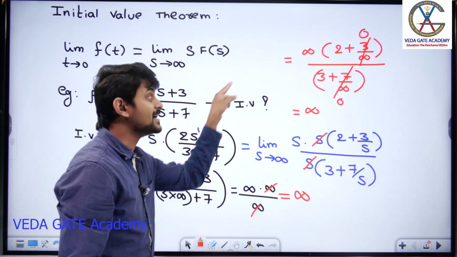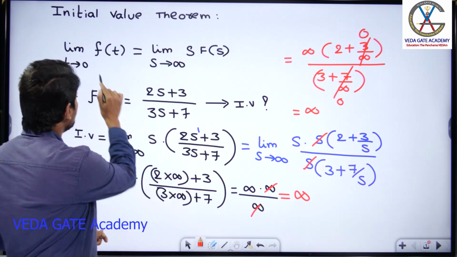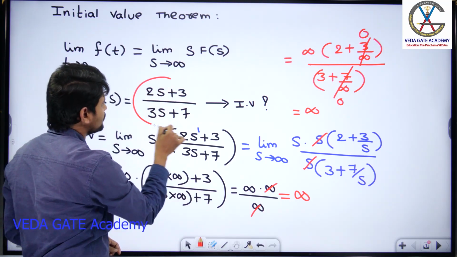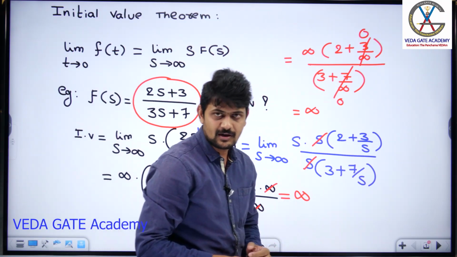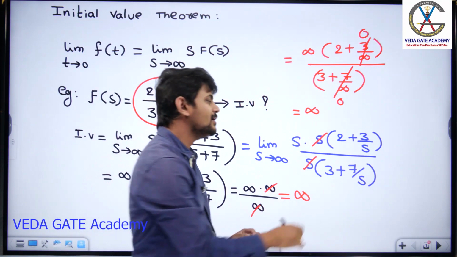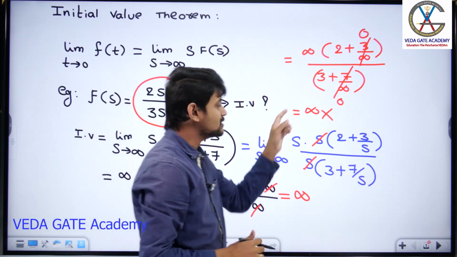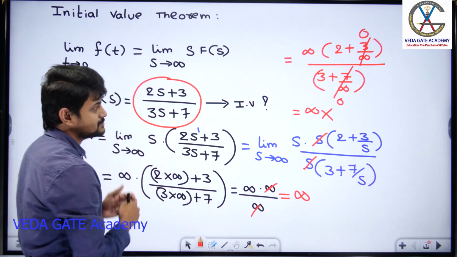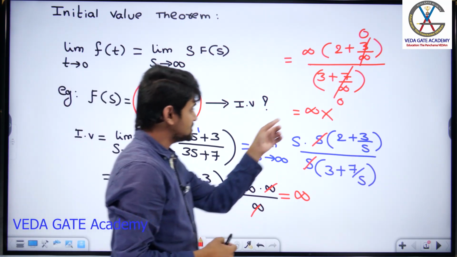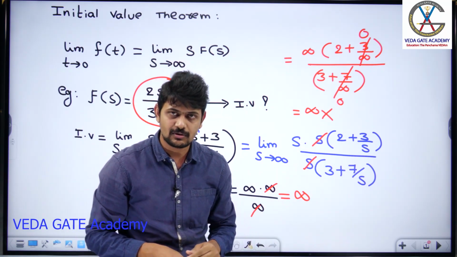So this is the correct procedure to replace any variable with infinity. So the initial value for this particular system f of s equal to 2s plus 3 divided by 3s plus 7 is infinity. Is it correct? Again, it is also a wrong answer, guys. Be careful. Why is it a wrong answer? Even though the procedure for this formula is correct, still the answer which we are getting is wrong. Let me explain why it is wrong.